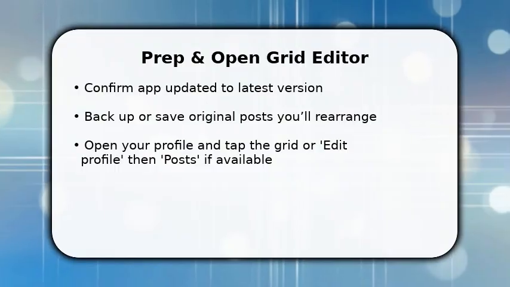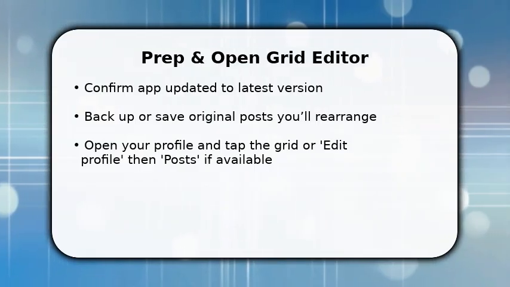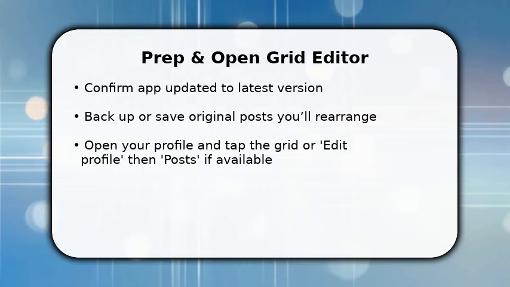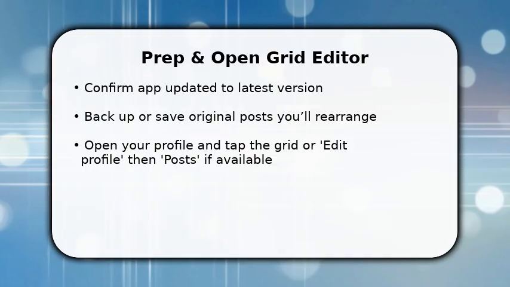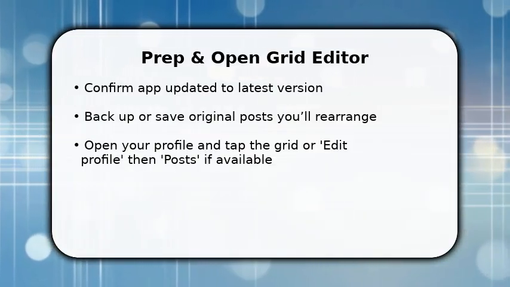Enjoy the video. You're starting with just two essentials: the latest Instagram app and a backup of any posts you might move. Open your profile, then tap the grid view to see posts. Once done, choose the first post you want to reposition and tap the three dots or edit. This initiates reordering in apps that allow it.